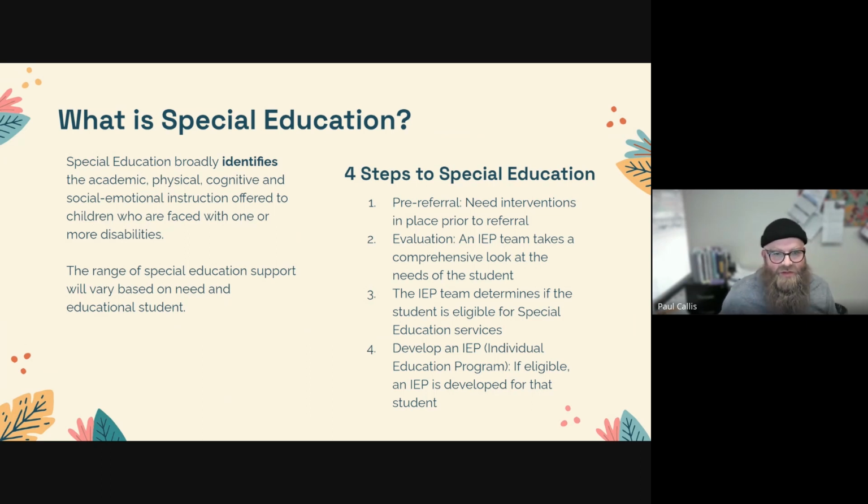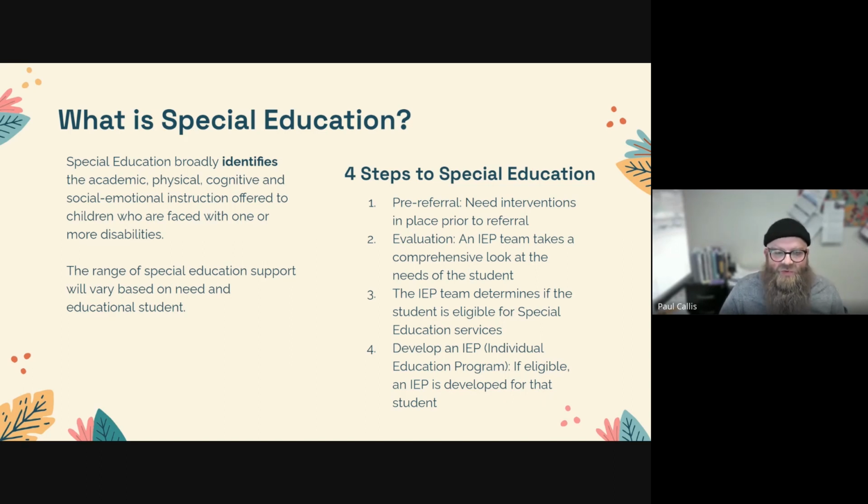This can come from the school team. This can come from the parents just requesting an evaluation for special education services. The team will meet to discuss what the needs are, what the present levels are, and decide whether or not a full evaluation would need to take place.